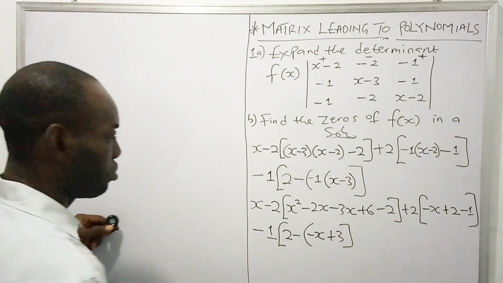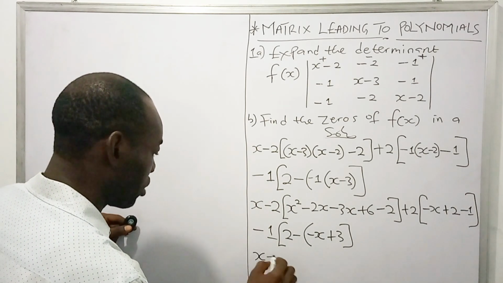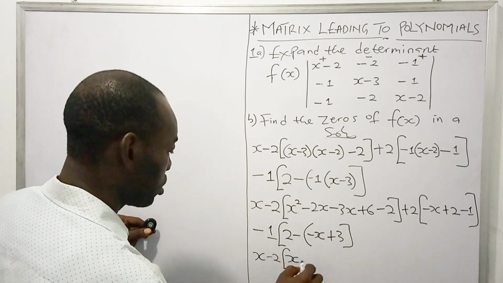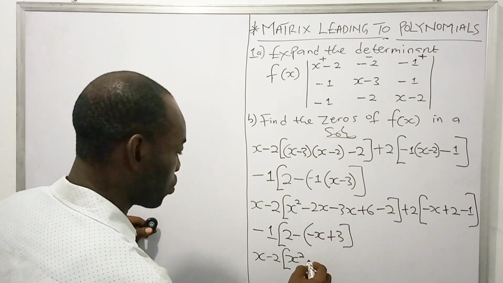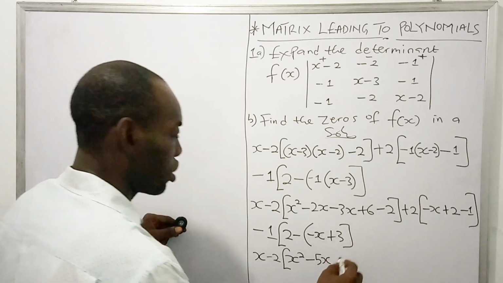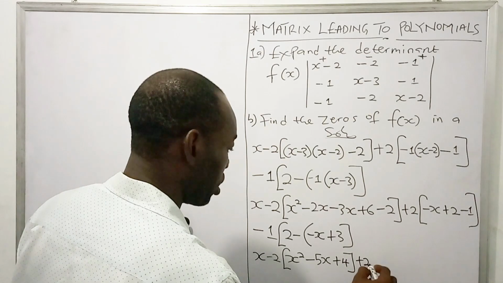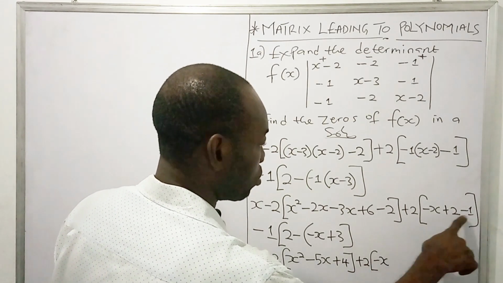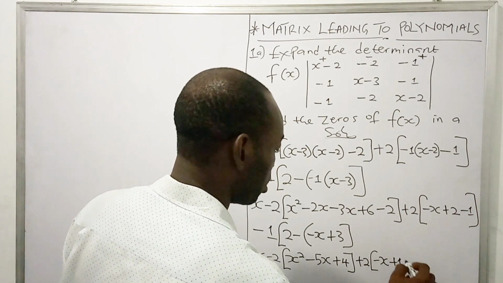All right. Now, let's move down from here. Coming down again, we have x minus 2 into x squared. Then minus 2x minus 3x will give us minus 5x. Then plus 6 minus 2 will give us positive 4. Then we have plus 2 here. Then here we're going to have minus x. Plus 2 minus 1 is going to give us positive 1.